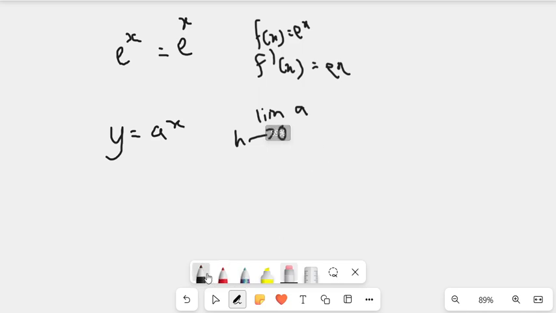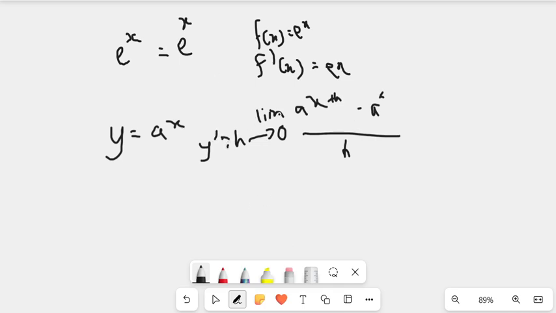It should be h, not x: the limit as h approaches 0 of a to the power of x plus h, where the h is in the power, minus a to the power of x, over h. So this is y prime. This is the derivative of an exponential function.